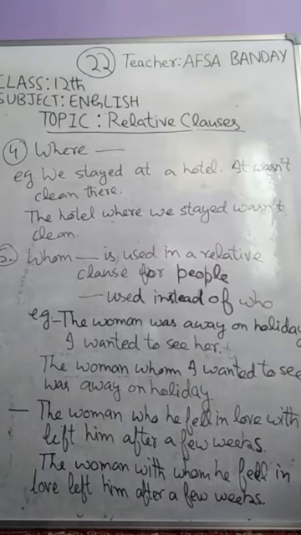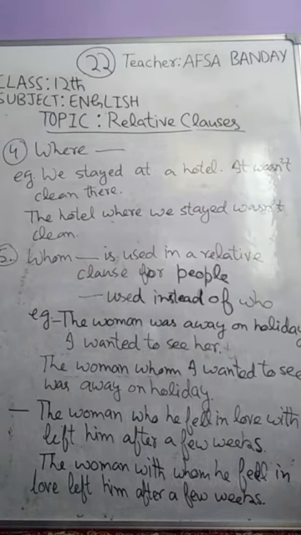And where, for example, we can also say we stayed at a hotel, it wasn't clean there. Or when we merge the two sentences by introducing a relative clause, we will write the sentence like this: the hotel where we stayed wasn't clean. That means when we mention the hotel, the antecedent, immediately after that we start the relative clause. And here in this example, where we stayed is the relative clause.